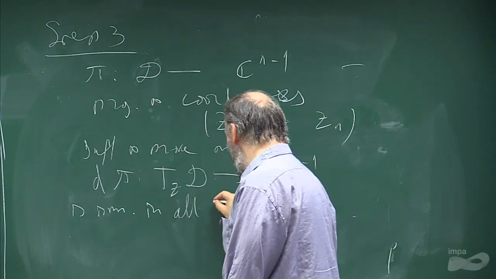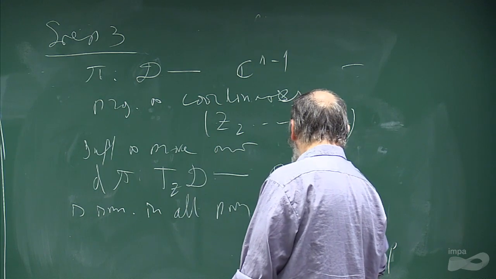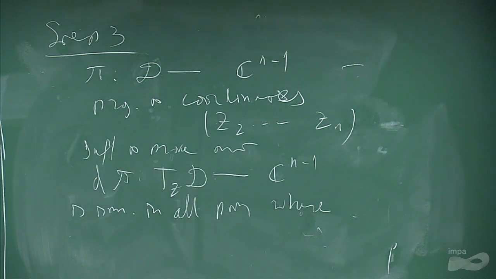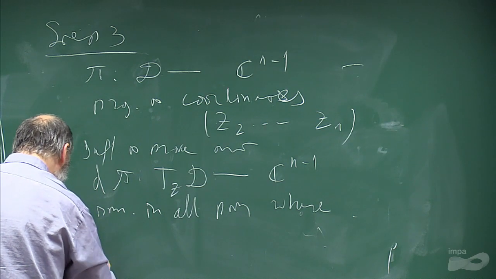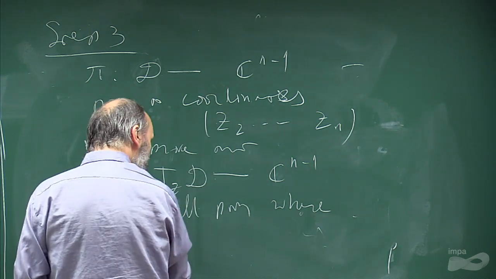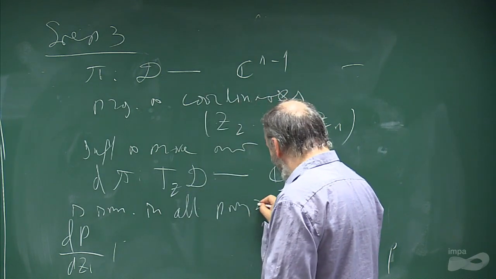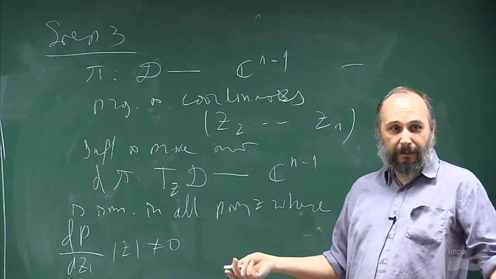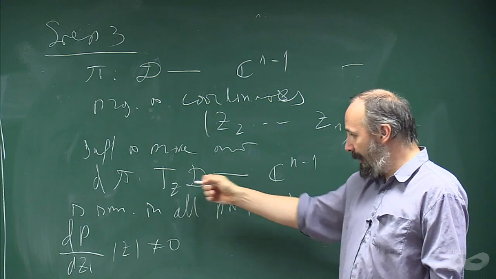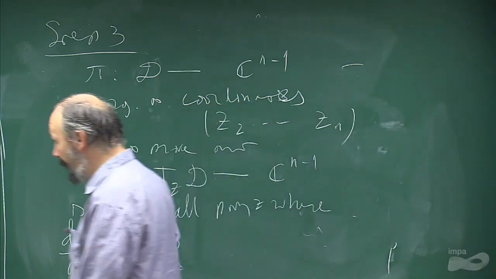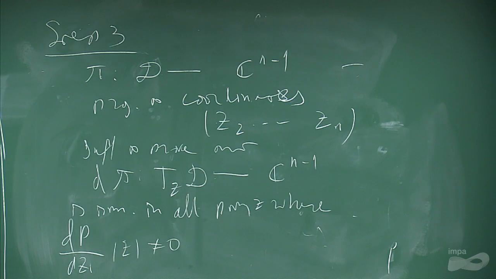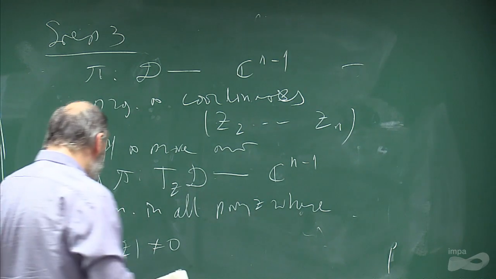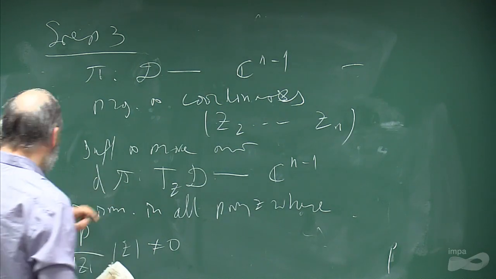in all points where, let's denote it by Q, this is dp by dz1, at all points z where this is non-zero. Then I apply the inverse function theorem and prove that the dimension of this is equal to the dimension of this because this is just a diffeomorphism. Okay, so let's see what is the kernel of this map, of the map d pi.